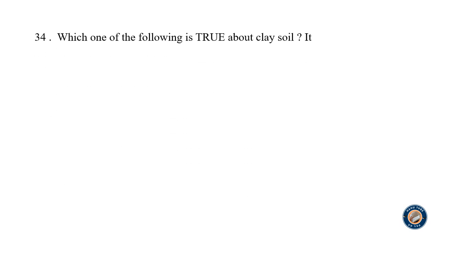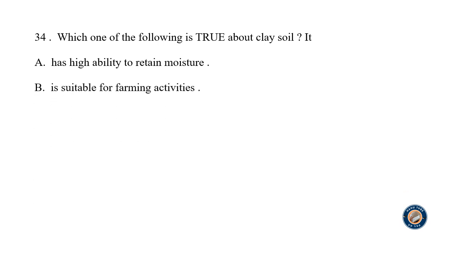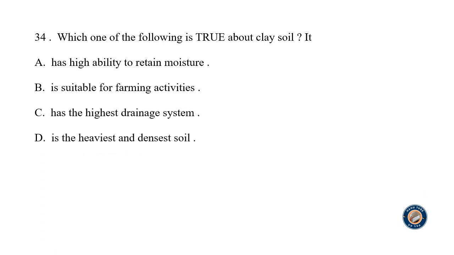Question number 34. Which one of the following is true about clay soil? A. It has high ability to retain moisture. B. It is suitable for farming activities. C. It has the highest drainage system. D. It is the heaviest and densest soil.